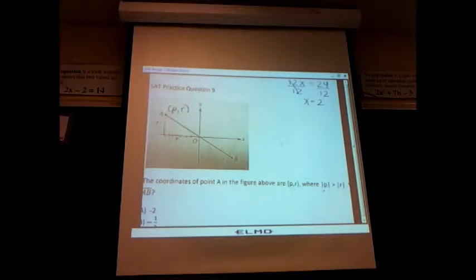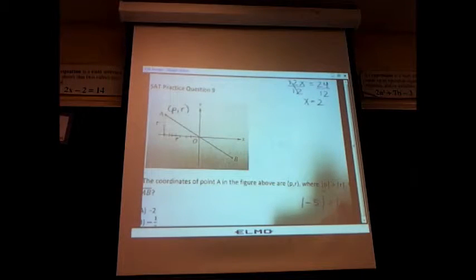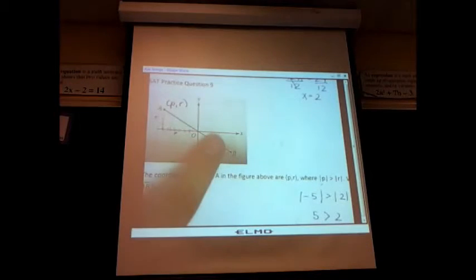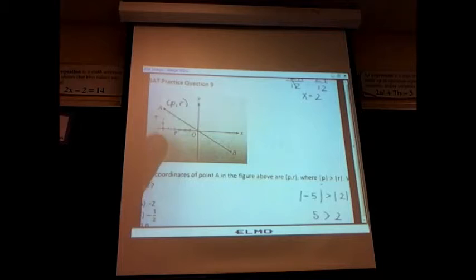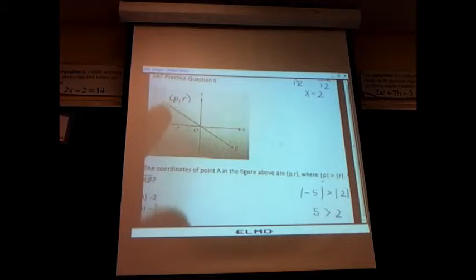So for example, P could be -5 and R could be 2. Because the absolute value of -5 is 5, which is bigger than 2. That just means you're going over more spaces than you are going up. So for me, I basically called this -5 and I called this 2. I'm keeping that in mind so I can solve my next part of this problem.